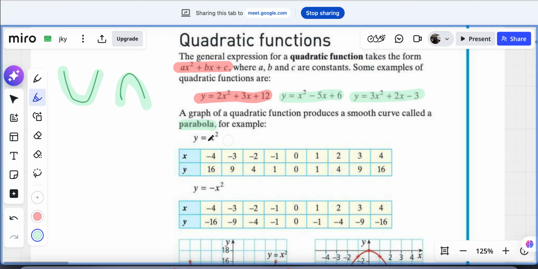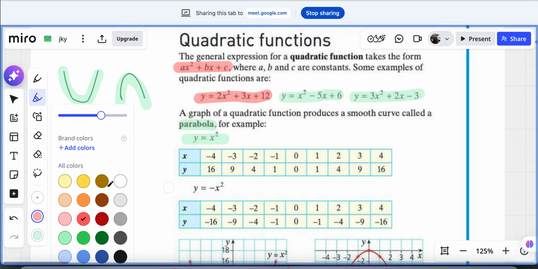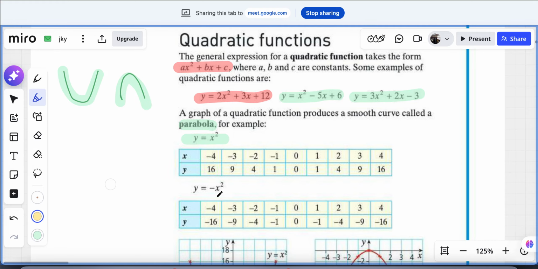And we can start from a simple quadratic function of y equal to x squared, a simple basic one. We can do the table for y equal to x squared and y equal to negative x squared, and we get their tables and plot their graphs. The positive one will look like this, and the negative one, y equal to negative x squared, will look like this other one.